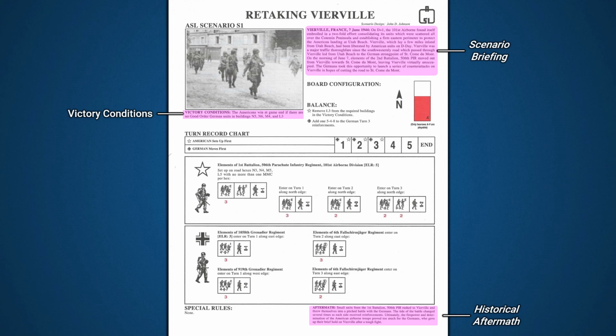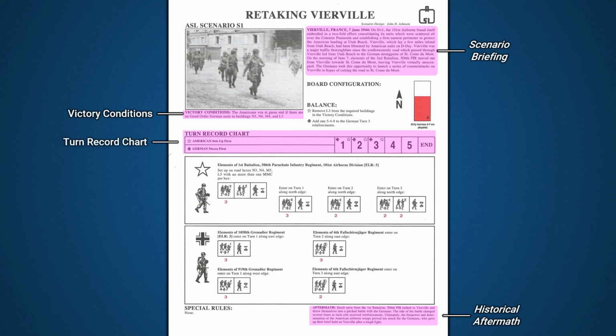Small units from the 1st Battalion, 506 PIR, rushed to Vierville and threw themselves into a pitched battle with the Germans. The tide of the battle changed several times as each side received reinforcements. Ultimately, the firepower and determination of the American airborne troops proved too much for the Germans, who gave up their brief hold on Vierville after a tough fight.